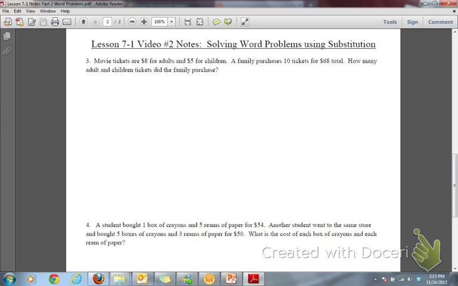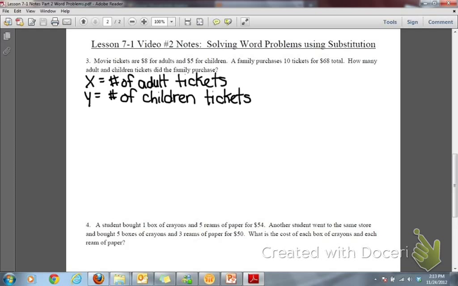So we want to know, well, those are our variables. We want to know how many adults went and how many kids went to the movies. So again, when you define your variables, you're just looking basically at what are they asking for? What do we not know? And we don't know the number of adults and the number of kids that went to the movie. So that'll be our x and our y.